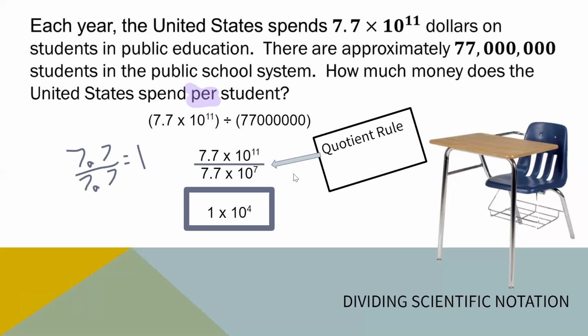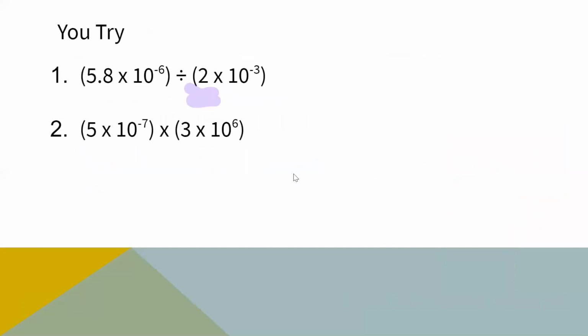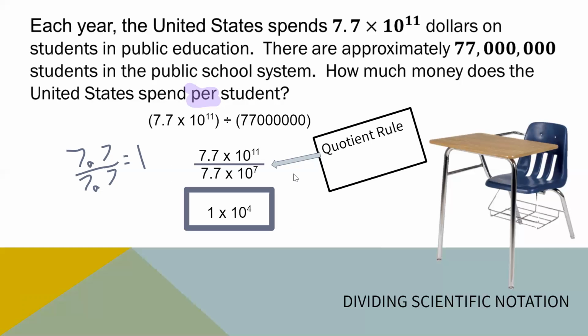To actually answer that question of how much money does the United States spend per student, it's going to be $10,000 per student, because we're moving that decimal again over 4 times. So we're right here currently. We're going to move it over 1, 2, 3, 4 times. So I'm going to add those zeros in, and that's going to be $10,000.